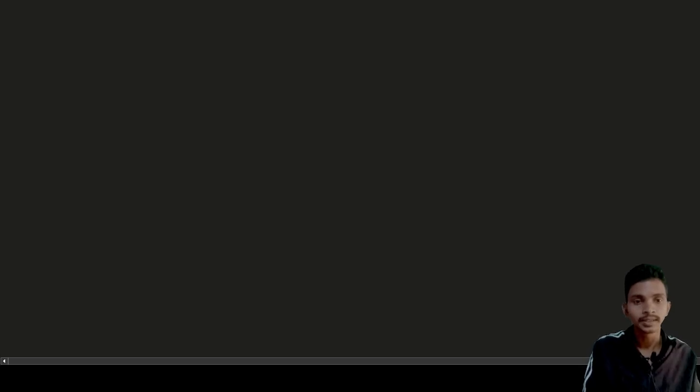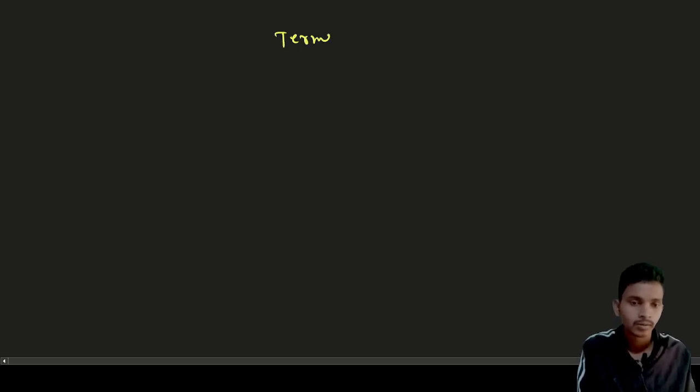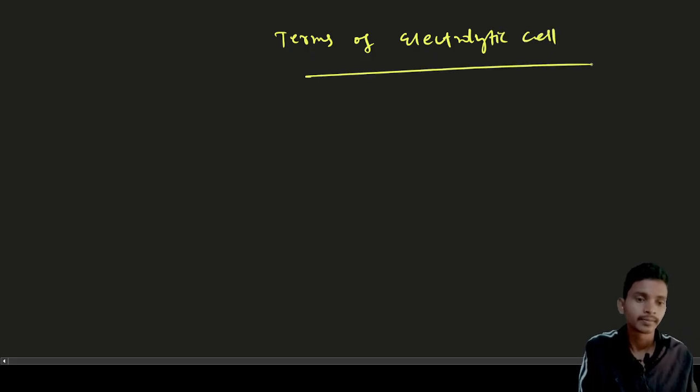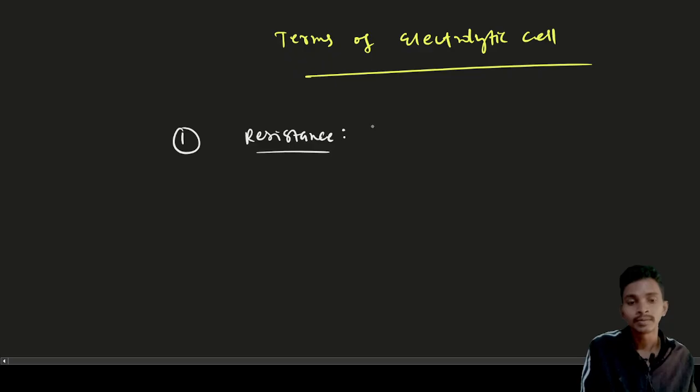So next we will study the terms of electrolytic cells. The first term is resistance. We are very familiar with the term resistance. Resistance means which opposes the flow of electrons.